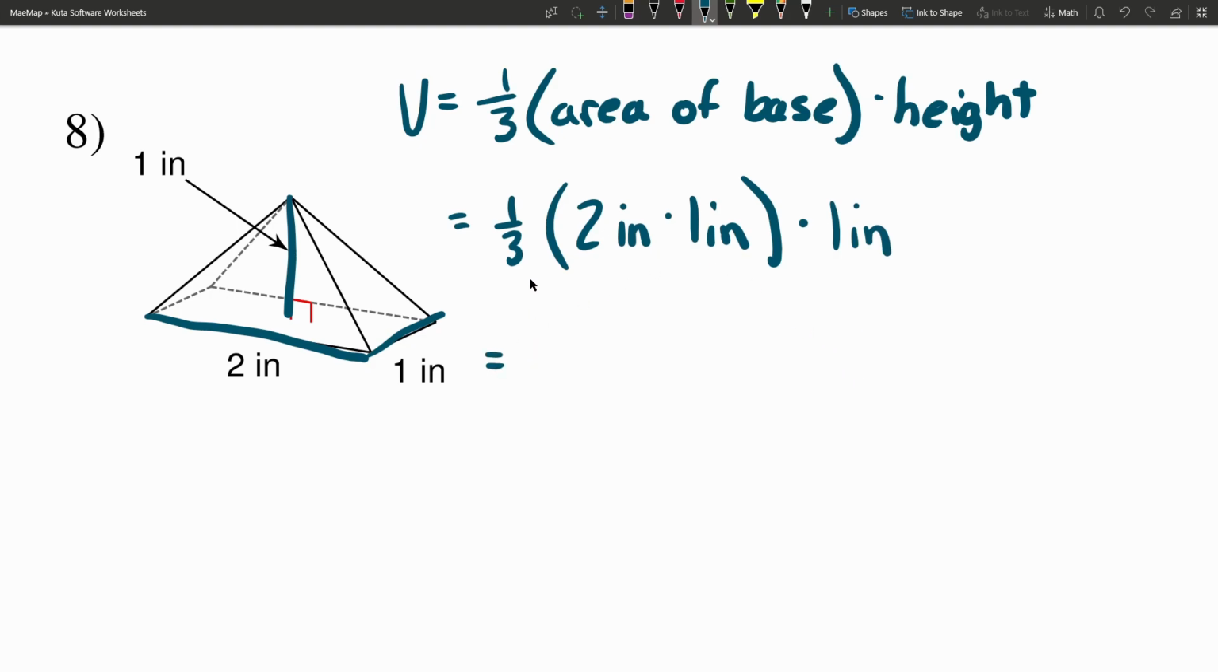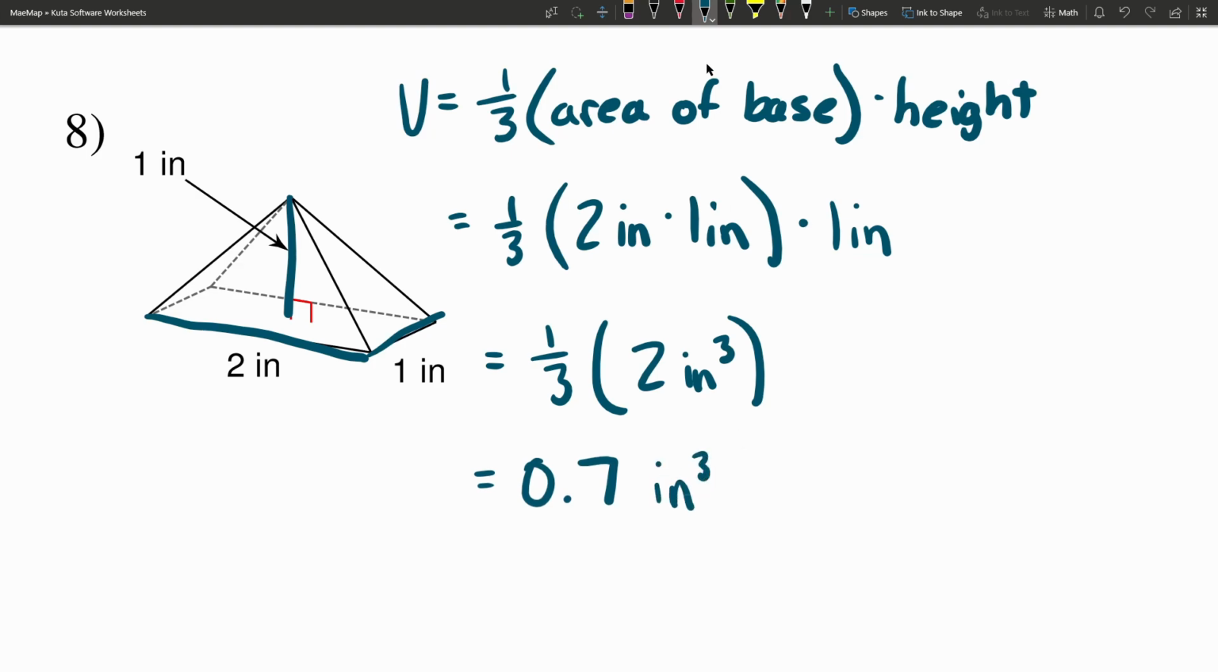Multiplying all of this out, we have 1/3 times 2 inches times 1 inch times 1 inch is going to be 2 inches cubed. So overall, this is 2/3 inches cubed. 2 divided by 3 is approximately 0.6 repeating. So when we round that, we're going to get 0.7, and that's inches cubed.